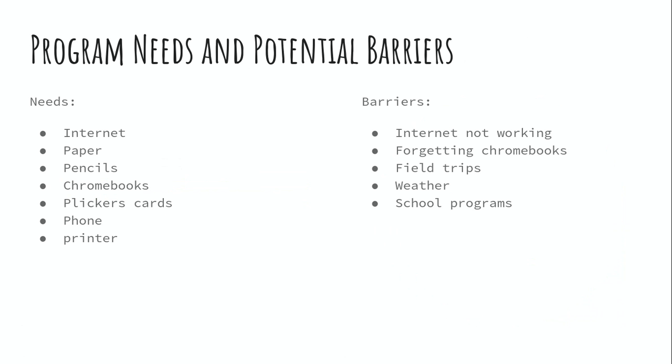Some program needs and potential barriers. I'm going to need the internet. I plan on having students use their Chromebooks. So I need the internet, paper, pencils, Plickers cards, their Chromebooks, a phone with the Plickers app on it, and a printer. Some potential barriers were if the internet was down, or students forgetting their Chromebooks.